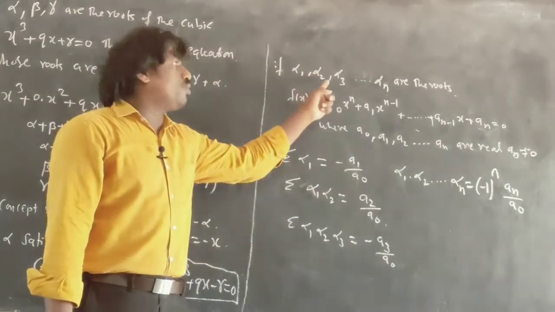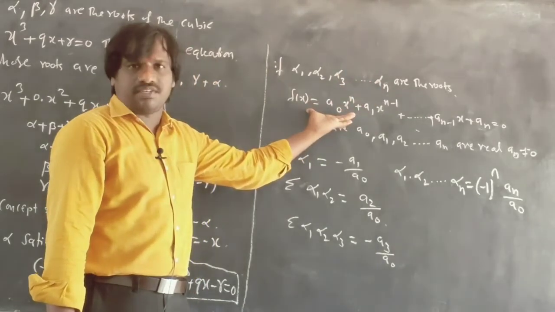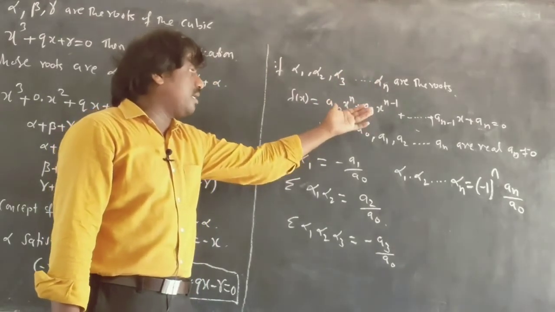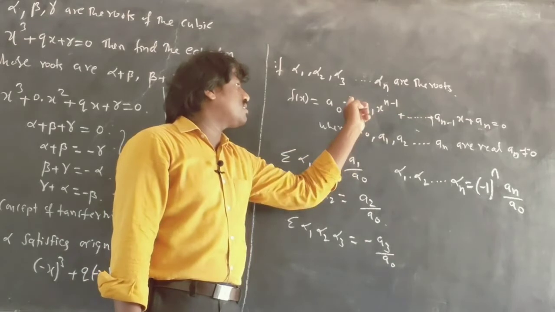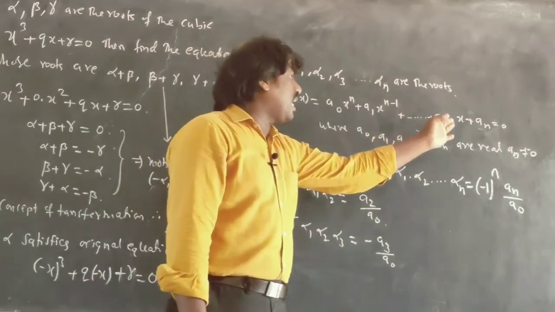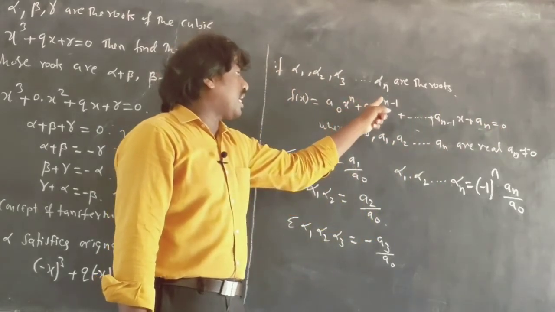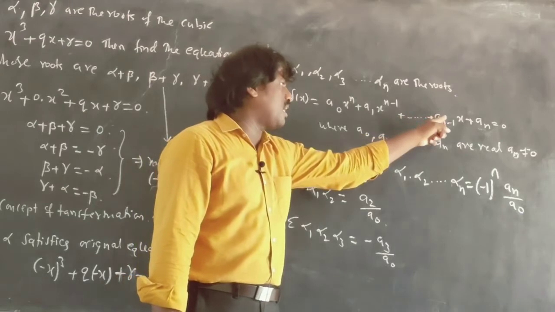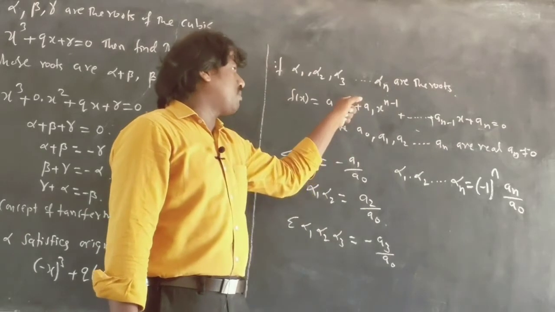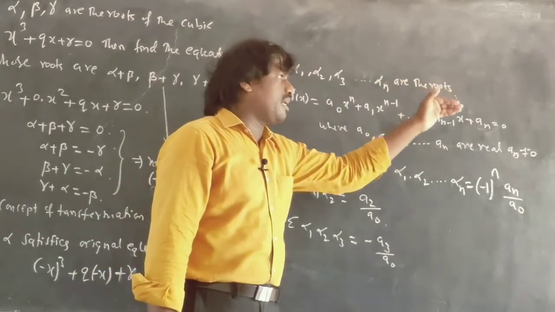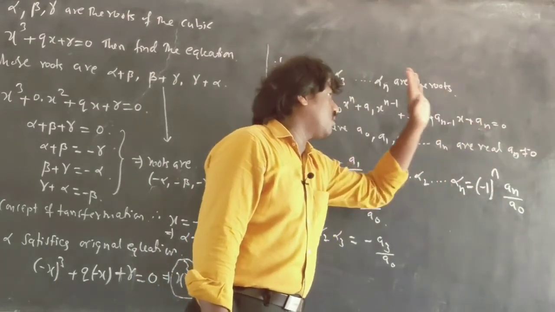Alpha 1, alpha 2, alpha 3, and so on up to alpha n are the n roots of this equation, that is a naught x power n plus a1 x power n minus 1 plus a2 x power n minus 2, means the degree is decreasing onwards, up to a n minus 1 x plus a n is equal to 0. You see, the degree goes n minus 1, n minus 2, n minus 3, finally x power 1 and x power 0.